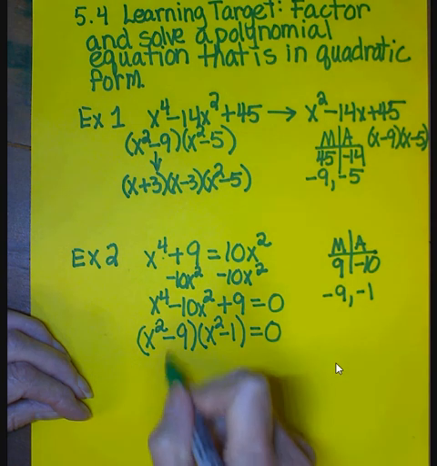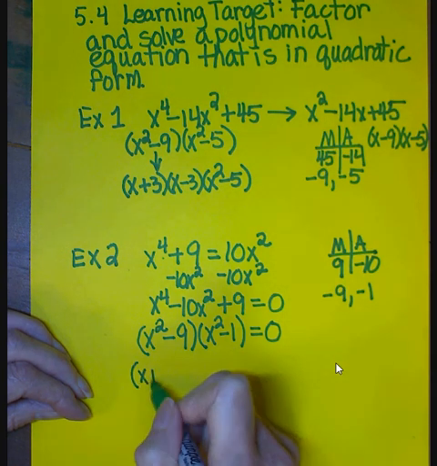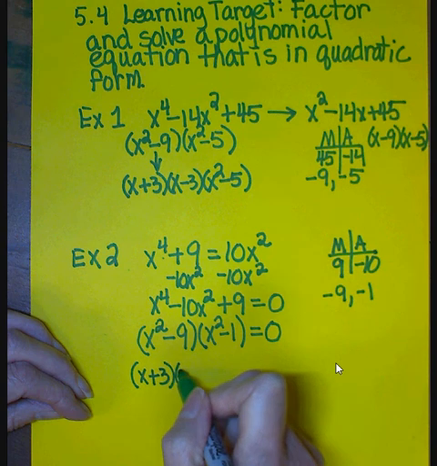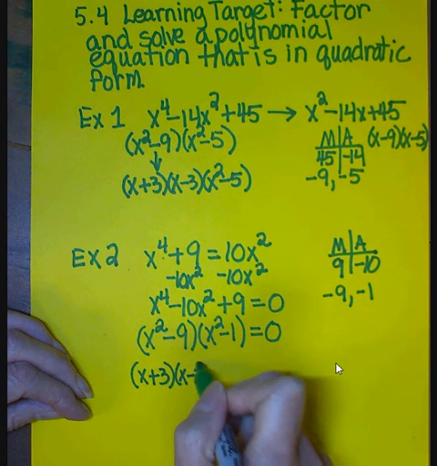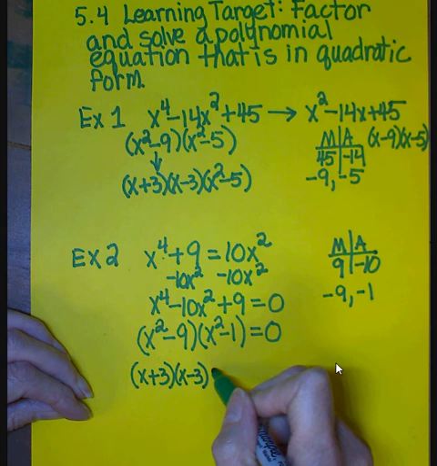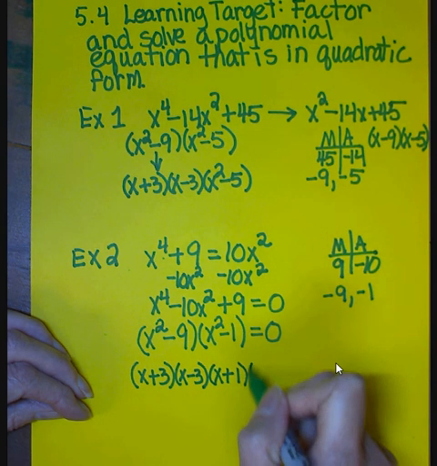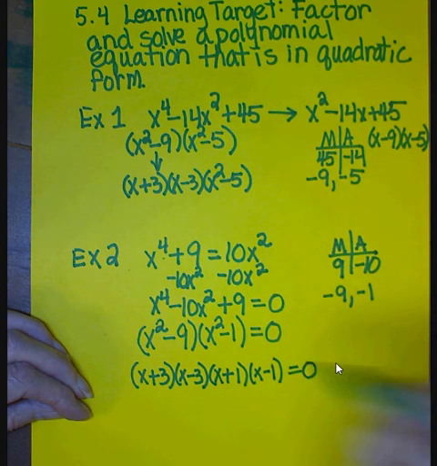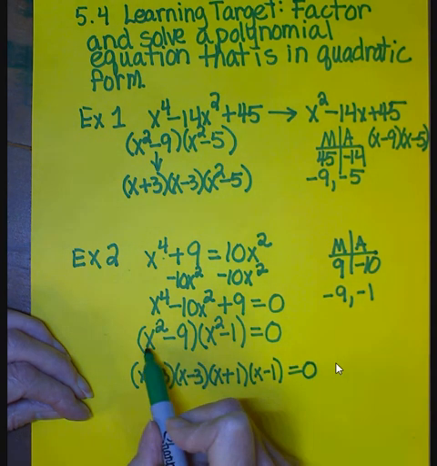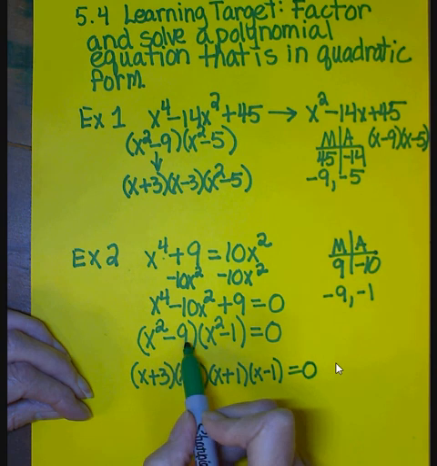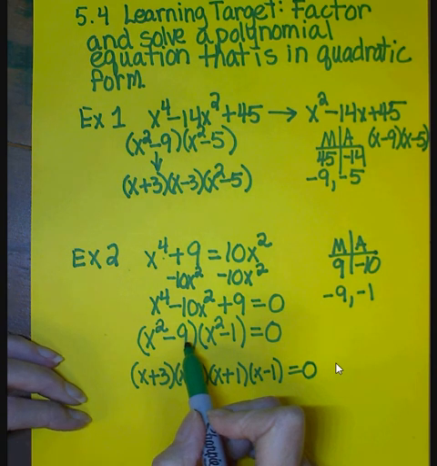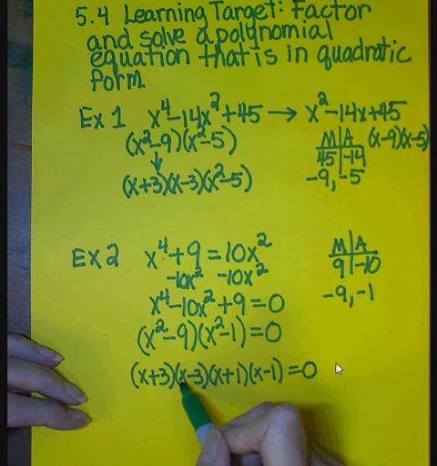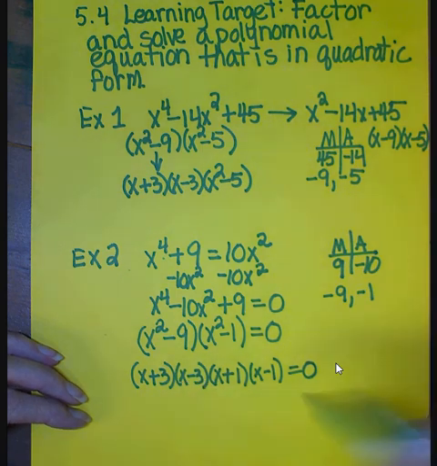So this one will factor into x plus 3 times x minus 3. And this one can be factored into x plus 1 times x minus 1. Okay, remember, if you have the difference of two perfect squares like this, it factors into a plus b times a minus b, which is what happened on both of these.